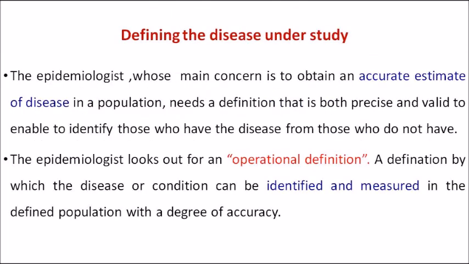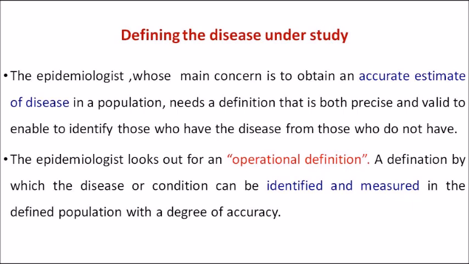Next we are moving to defining the disease under study. As an epidemiologist, the main concern is to obtain an accurate estimate of a disease. For example, if you're doing a study on the survival rate of stage 4 cancer patients, we need exclusively stage 4 cancer patients, so stage 1, stage 2, and stage 3 patients are automatically excluded. The definition should be so clear that we get an accurate estimate of a disease. It should be very precise and valid, to enable us to identify those who have the disease from those who do not. So that is very important.